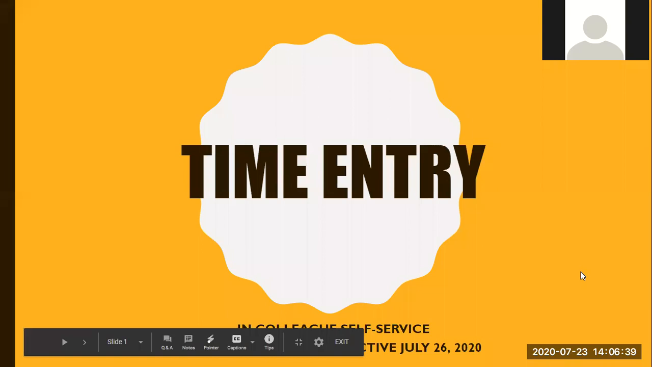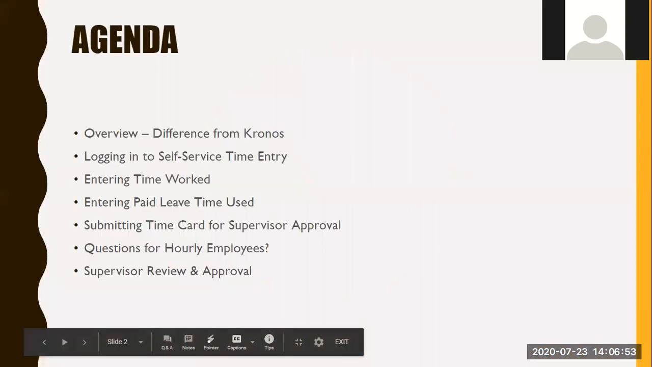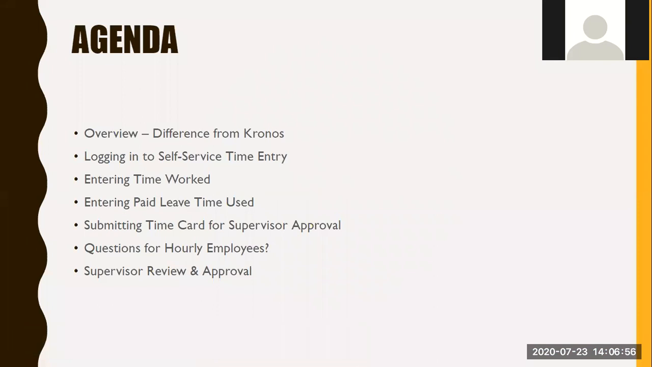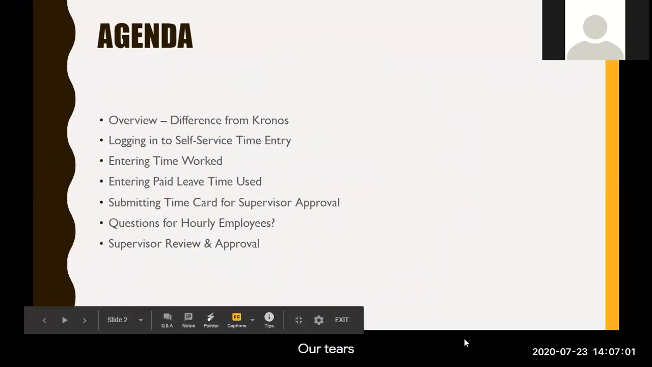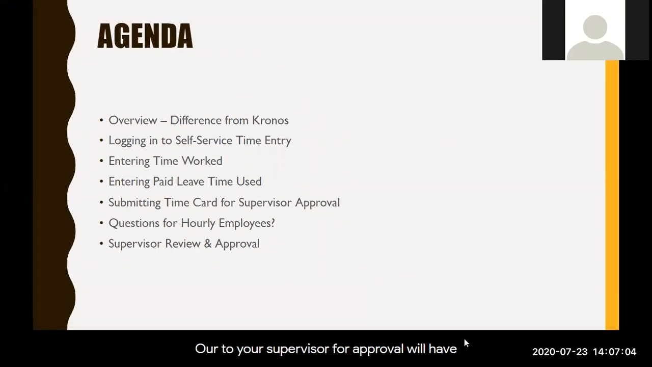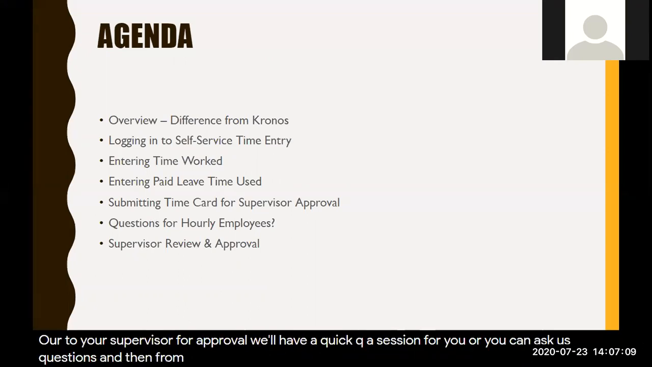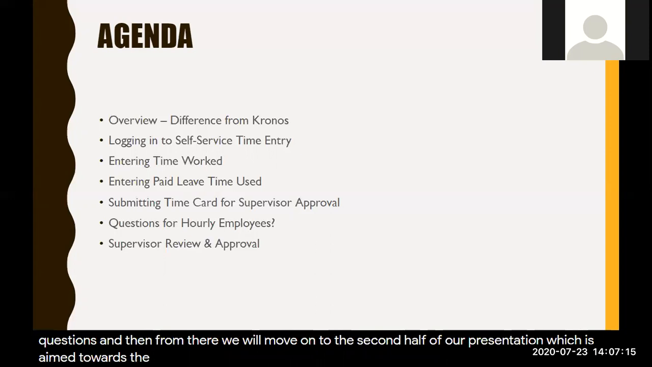For today's agenda, we are going to discuss the difference between Chronos and colleague time entry. We are going to show you how to log in to self-service time entry. We're going to show you how to enter your time worked, how to enter paid leave time, which you as the employee can now do yourself. And then we'll show you how to submit your time card to your supervisor for approval. We'll have a quick Q&A session for you where you can ask us questions. And then from there, we will move on to the second half of our presentation, which is aimed towards the supervisors and how to review and approve employees' time cards.